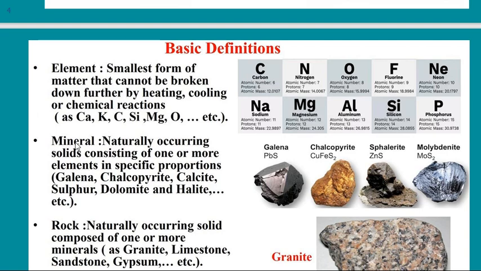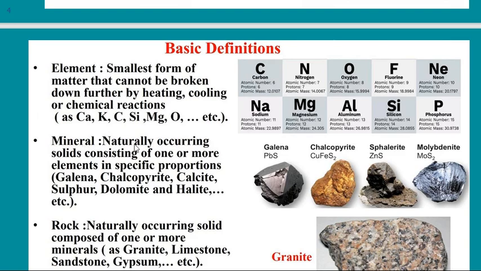But before we go to minerals and rocks, let's go a step behind. Element. You remember the periodic table? The periodic table is the table of elements. So elements are the smallest form of matter that cannot be broken down further by heating, cooling, or chemical reaction. So this is the base. So the base is elements. If elements combine together, they form mineral.